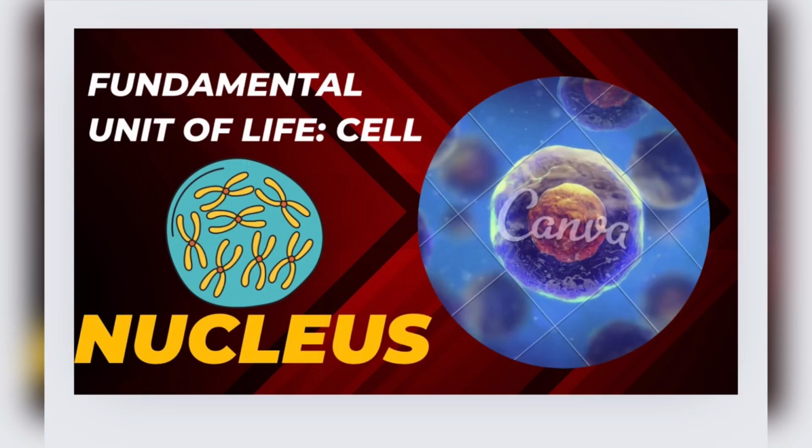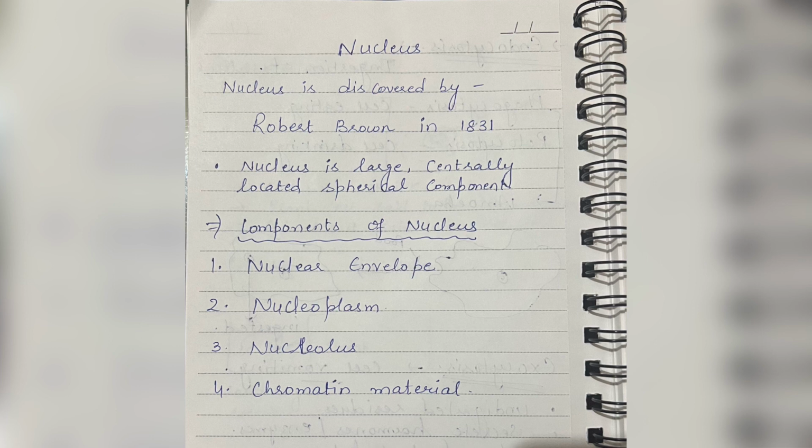Nucleus is the main component of the cell. We can say that it is the brain of the cell or the control center of the cell, which controls the whole activities going on inside the cell. So the nucleus was discovered by a scientist, Robert Brown, in the year 1831. It is a large structure of the cell which is located in the center of the cell, and it's spherical in shape.